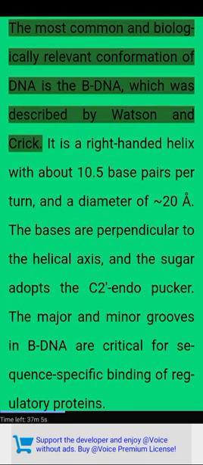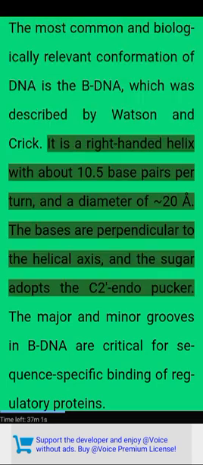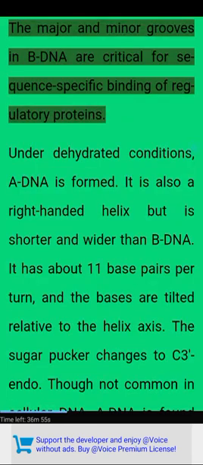The most common and biologically relevant conformation of DNA is B-DNA, which was described by Watson and Crick. It is a right-handed helix with about 10.5 base pairs per turn and a diameter of approximately 20 Å. The bases are perpendicular to the helical axis, and the sugar adopts the C2'-endo pucker. The major and minor grooves in B-DNA are critical for sequence-specific binding of regulatory proteins.